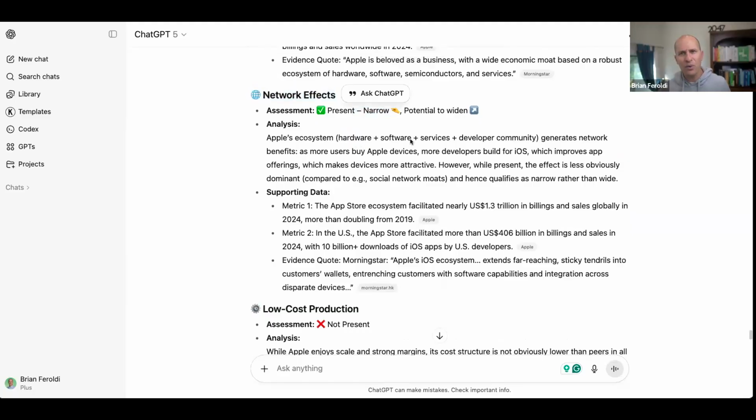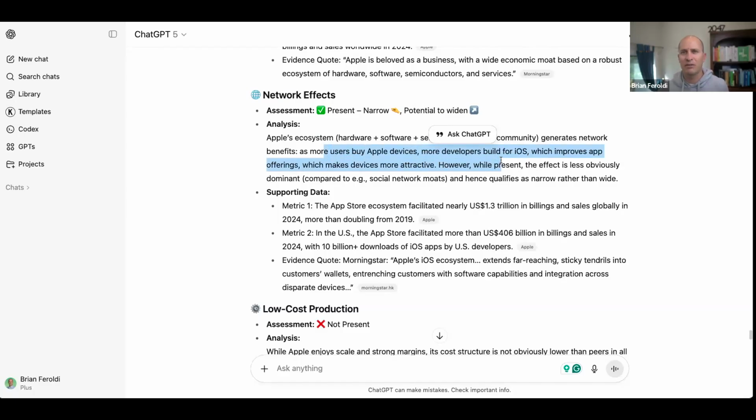Network effects are present. It says narrow with potential to widen. Apple's ecosystem generates network benefits. The more users that buy Apple devices, the more developers build for iOS, which improves the app offering. So I don't fully agree with that, because so many companies develop an app and put it on both Android and Apple.